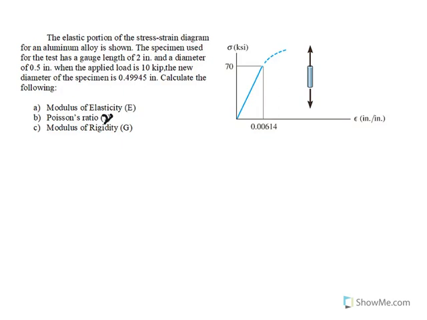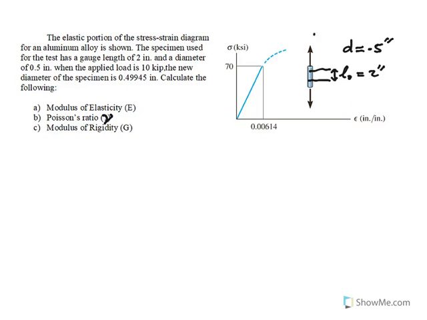The specimen here has a gauge length of 2 inches, which is typically the gauge length for a tensile test, and a diameter of 1/2 inch. As I said, this is usually the size for a threaded sample that is used for a typical tensile test.